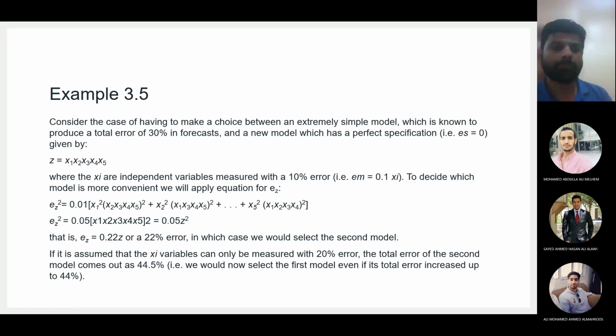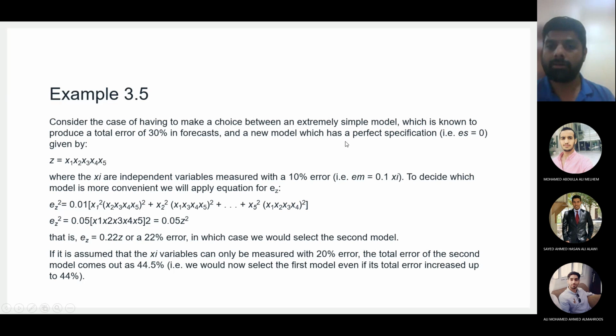Okay, let us consider this example. The case of having the choice between an extremely simple model. So there is already an extremely simple model, and that model is giving an error of 30%. That model is not presented here. They are just telling me that there is a simple equation for Z, and that equation gives an error of 30%. For that equation, I know the error is 30%. Whatever that equation is, maybe the equation is Z equals x1 plus x2, maybe.